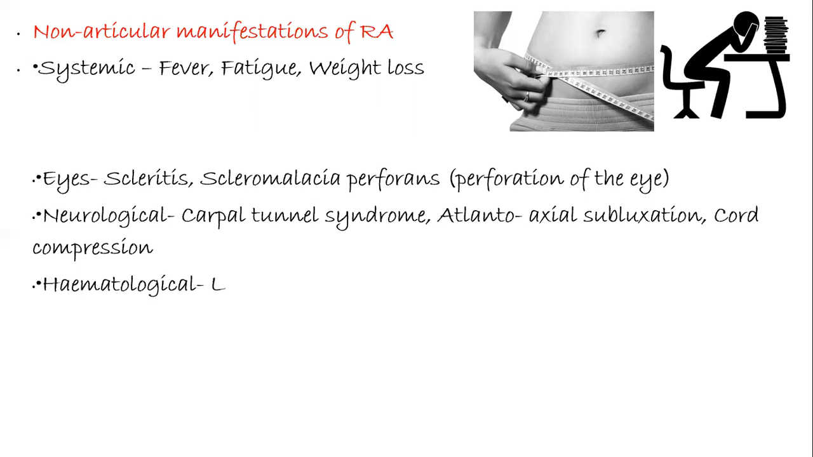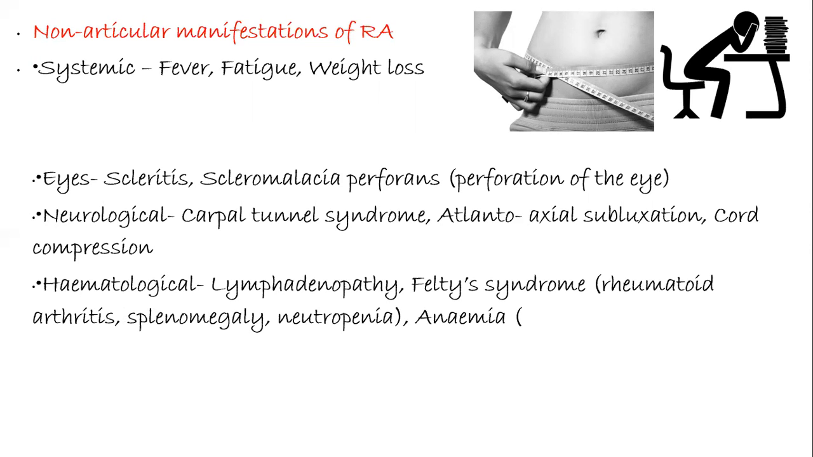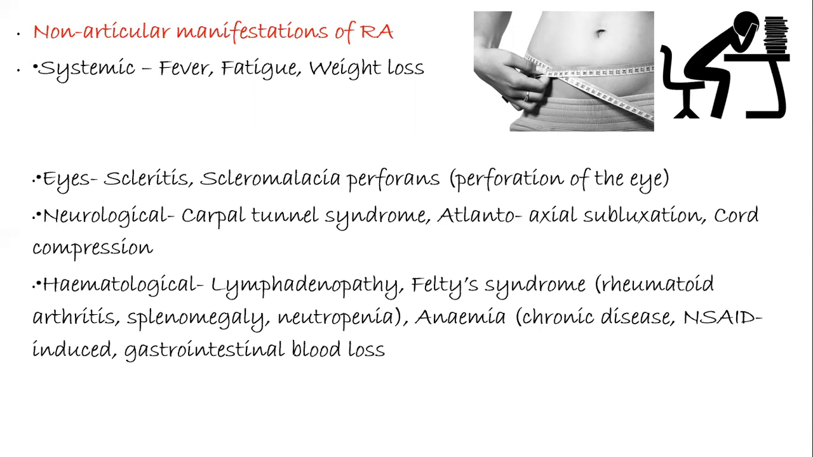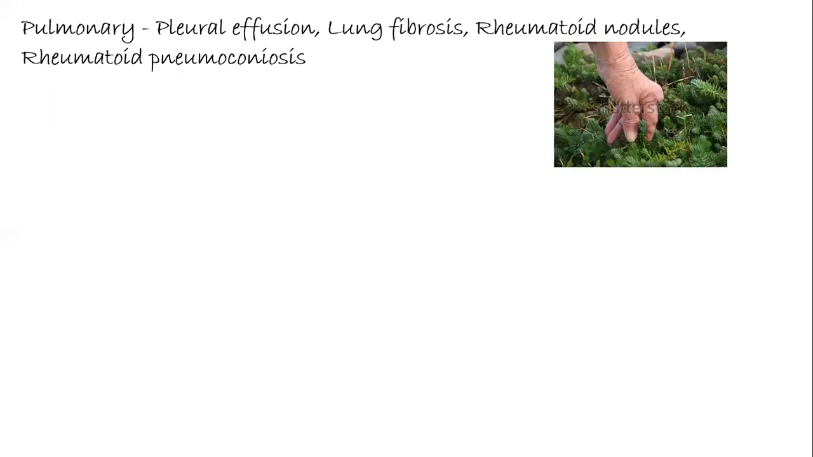And fourthly, it is hematological. It is going to cause lymphadenopathy, Felty's syndrome, that is rheumatoid arthritis with splenomegaly and neutropenia, anemia of chronic disease, NSAID induced, and gastrointestinal blood loss. The pulmonary manifestations include pleural effusion, lung fibrosis, rheumatoid nodules, rheumatoid pneumoconiosis.